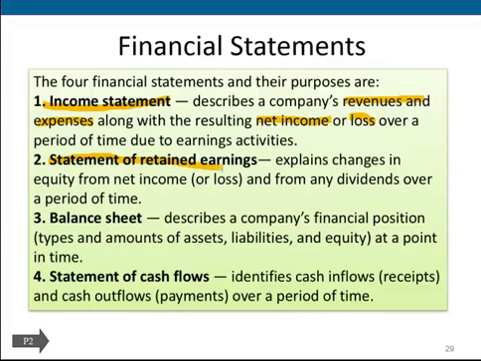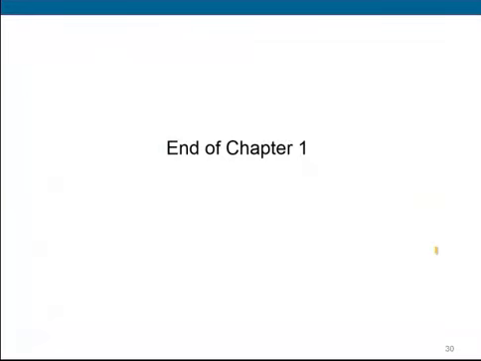Then we'll talk about the statement of retained earnings, so the changes in equity from either net income or if any dividends were taken out. Then the balance sheet. It describes the company's financial position, what kind of assets, liabilities, and equity there are at a point in time. And then statement of cash flow. So how does cash flow in and out of a business over a period of time? And that's the end of Chapter 1.